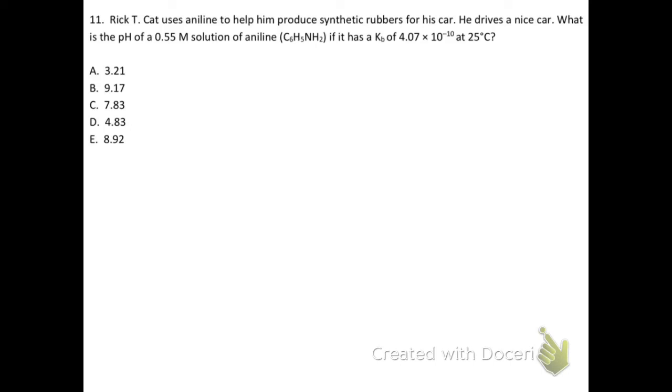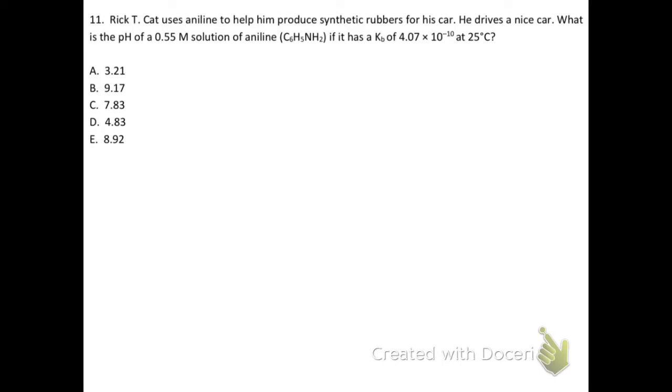Rick T. Cat uses aniline to help him produce synthetic rubbers for his car. He drives a nice car. What is the pH of a 0.55 molar solution of aniline if it has a Kb of 4.07 times 10 to the negative 10th at 25 degrees Celsius?